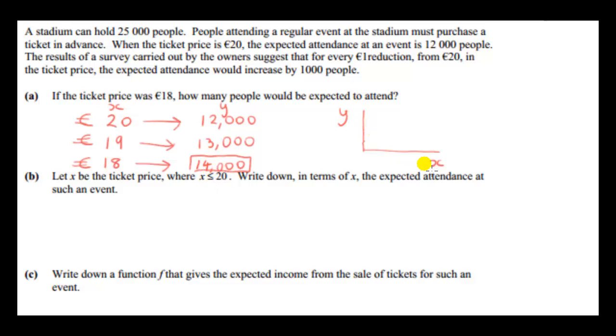We could even imagine a graph. When x is 20, y is 12,000. So let's suppose this value is 20, and we go up to 12,000 on the y-axis. Of course, the scales are very different here on both x and y axes. I'm just showing a rough sketch. So this point has coordinates 20, 12,000. When x is 18, y is 14,000. So y is a higher value, the attendance is greater.